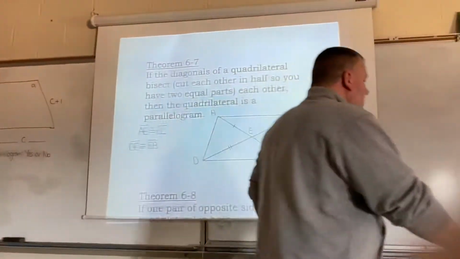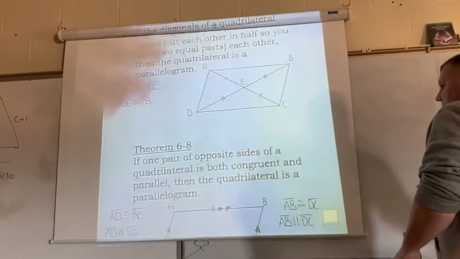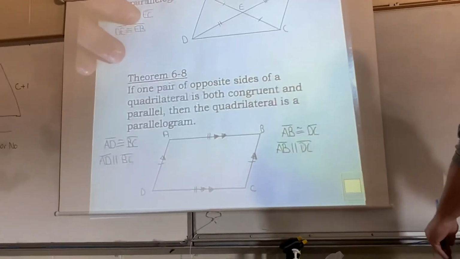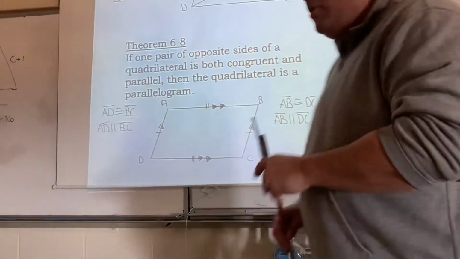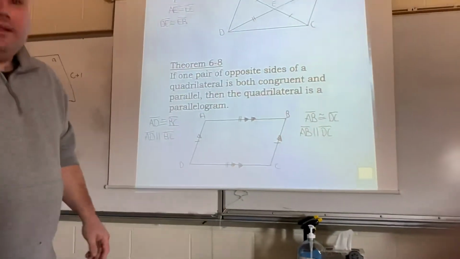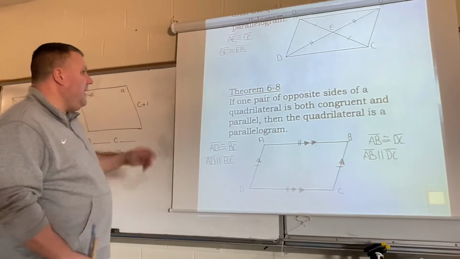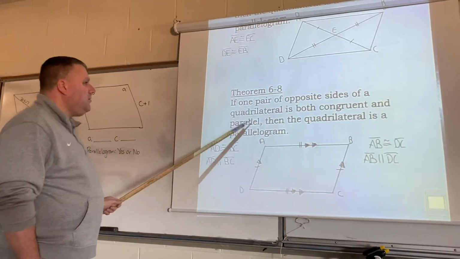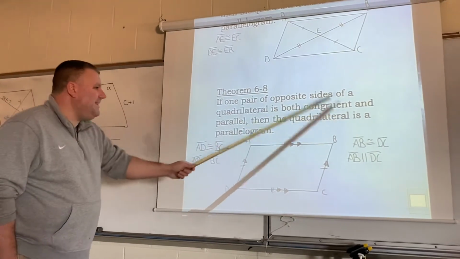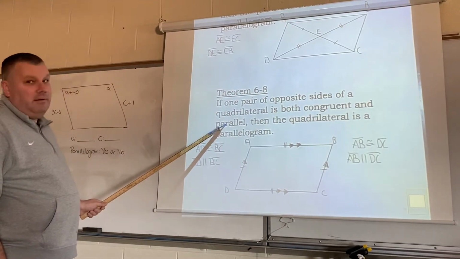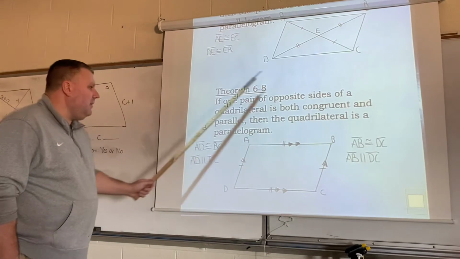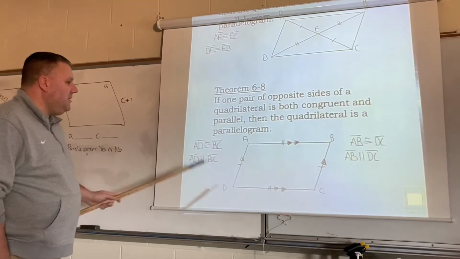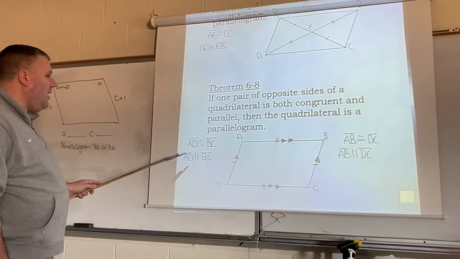Let's go down to theorem 6.8. Okay, now this one here, again, could require a little bit of math. It depends on the type of problem. Well, let's take a look. It says, if one pair of opposite sides of a quadrilateral is both congruent and parallel, then the quadrilateral is a parallelogram. So, this is the opposite sides, which we've already talked about.